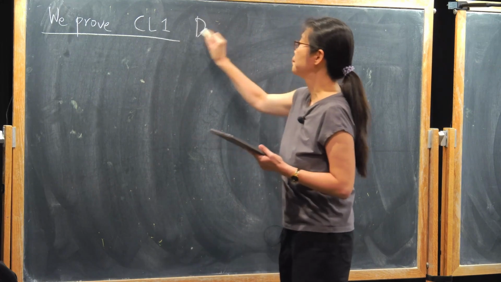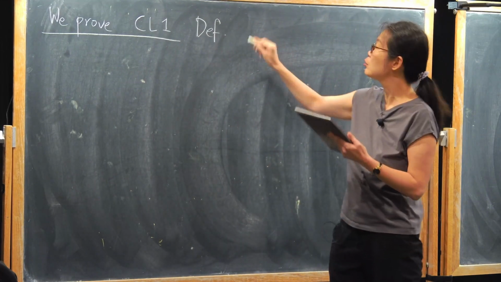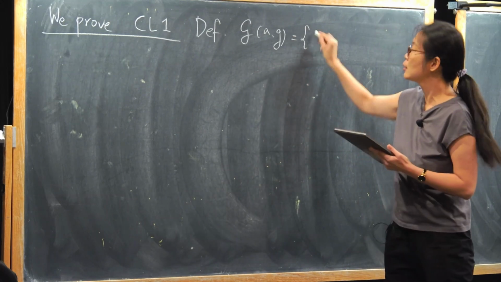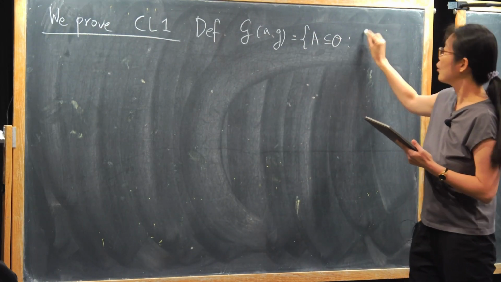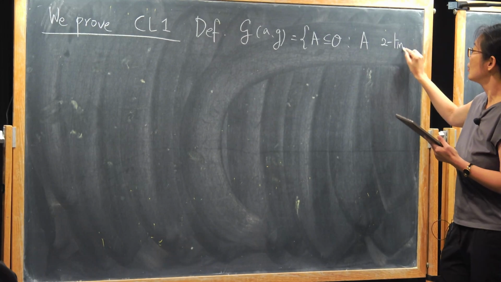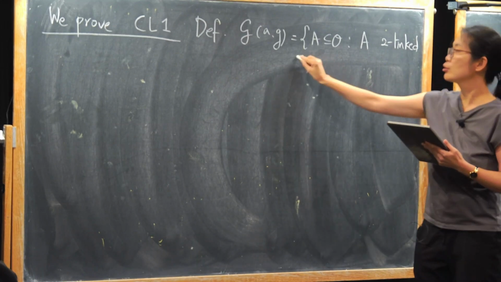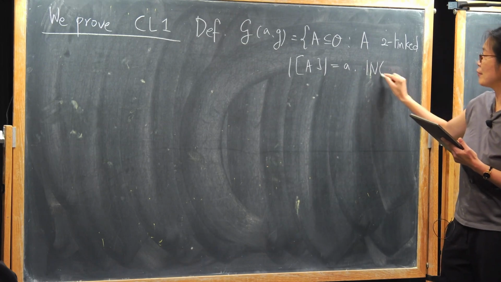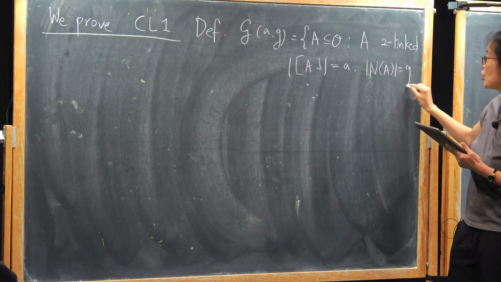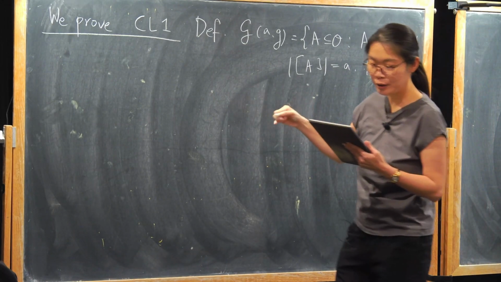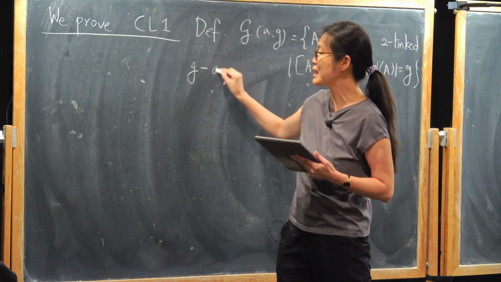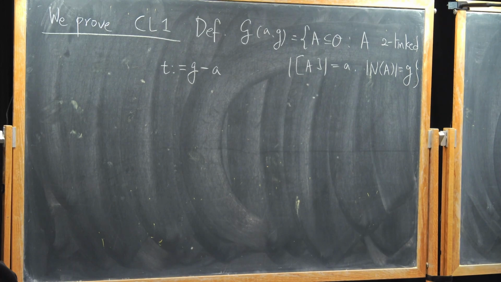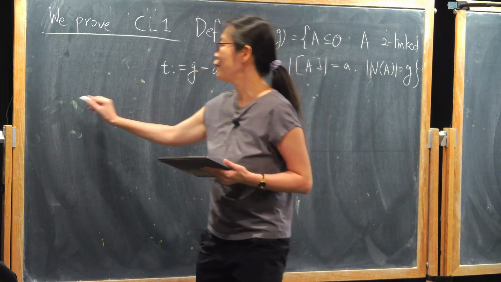So the definition: G, A, G, this was the set of A, where A is 2-linked, and the closure of A had size A, and the neighborhood of A had size G. And here, the important parameter is G minus A, the expansion. And we give a name for this. We use T for the expansion.